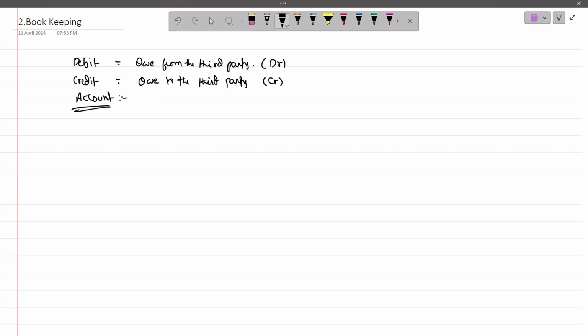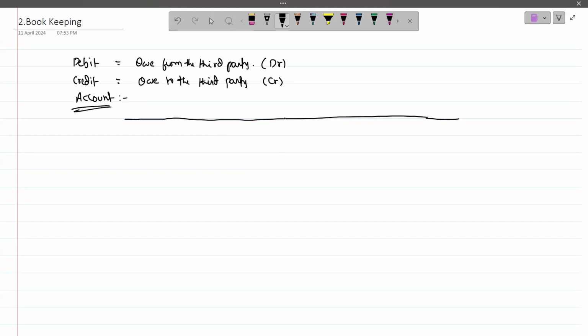Another one is account. In the previous class discussion, we discussed classification. In classification, the similar nature of transactions relating to a particular item are combined together and mentioned in one place, and that statement is technically called an account. Generally, an account is a T-shaped format.